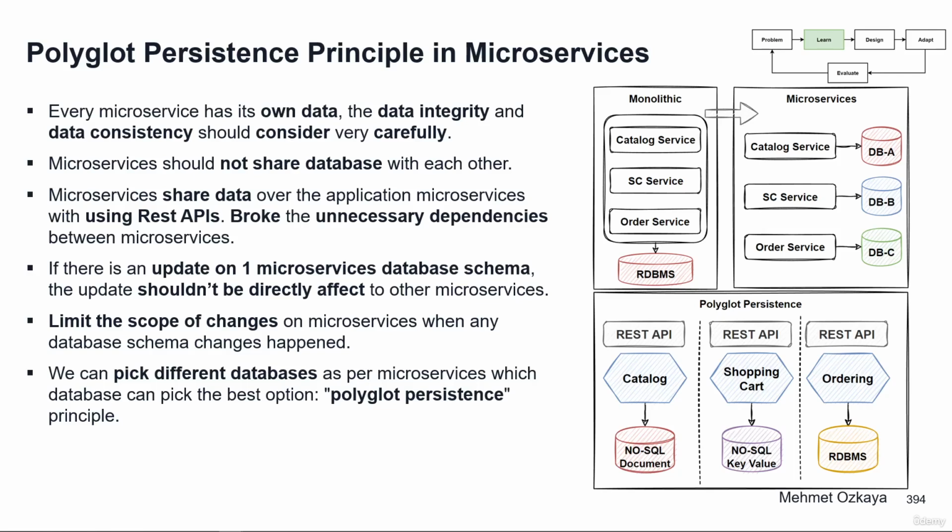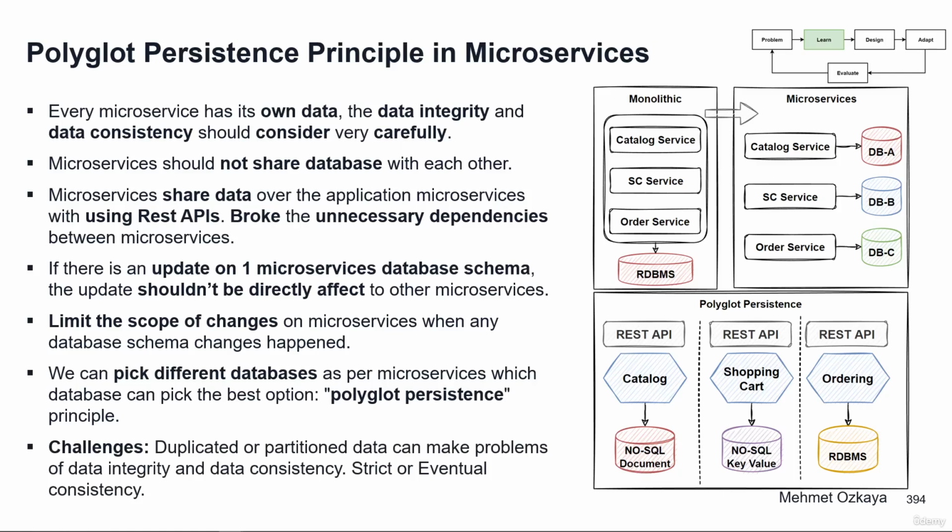Which database is the best option to pick? We call this the polyglot persistence principle. Of course, this polyglot persistence principle and separating databases come with really heavy challenges. For example, since we are working on distributed systems, managing data needs a strategy. The main challenges are that duplicated or partitioned data can cause problems of data integrity and data consistency.